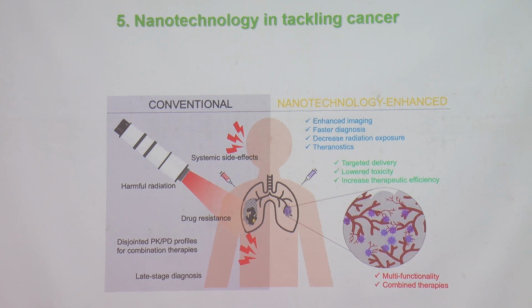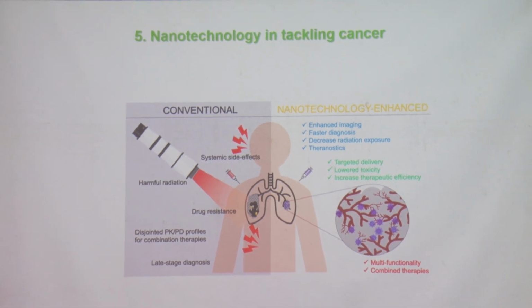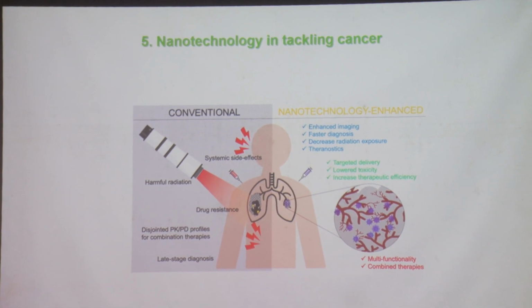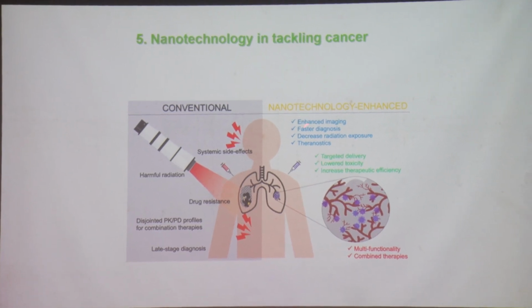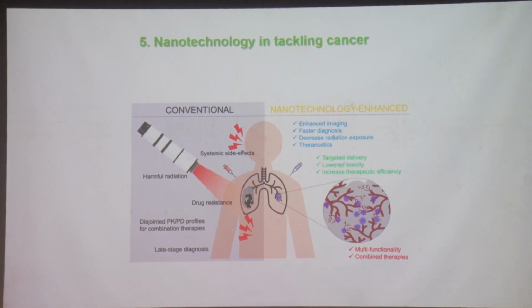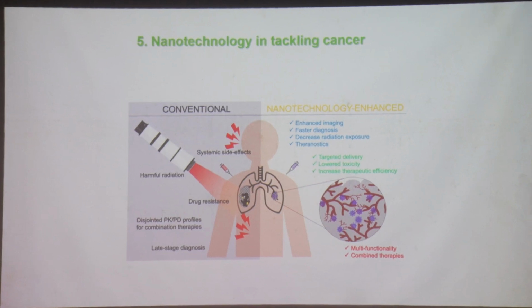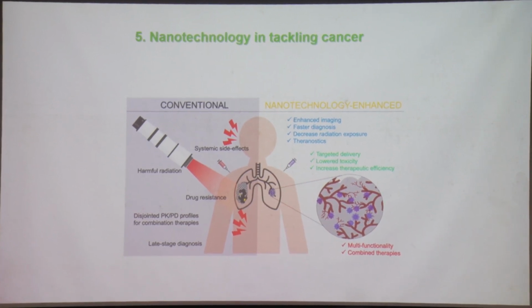Conventionally, you give the drug by injection or orally, and there is a lot of toxicity because it's going everywhere. But using nanoparticles, you can deliver it right to the spot, so there is less systemic toxicity. Make sense?